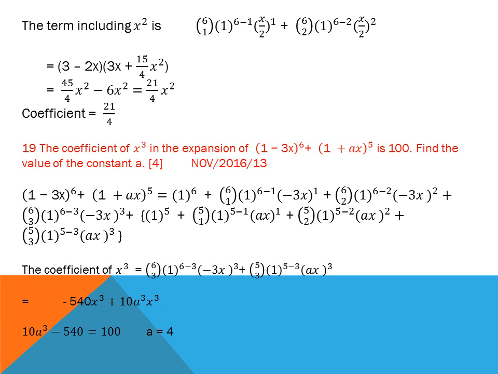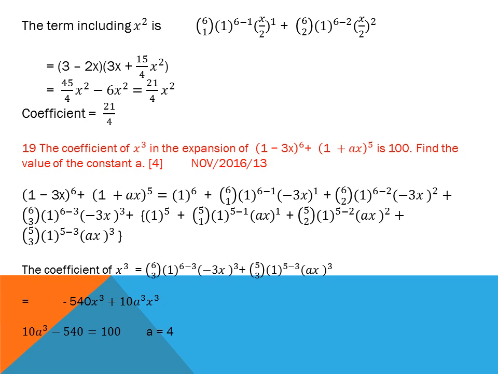In question number 19, the coefficient of x cube in the expansion of this is 100. It means we need the coefficient of the term including x cube here. Find the value of constant a. Carry 4 marks. First I expand the term 1 minus 3x in ascending power of x. 1 power 6, then 6C1, 1 power 5 minus 3x power 1, then 6C2, 3x power 2, then 6C3, 3x power 3.